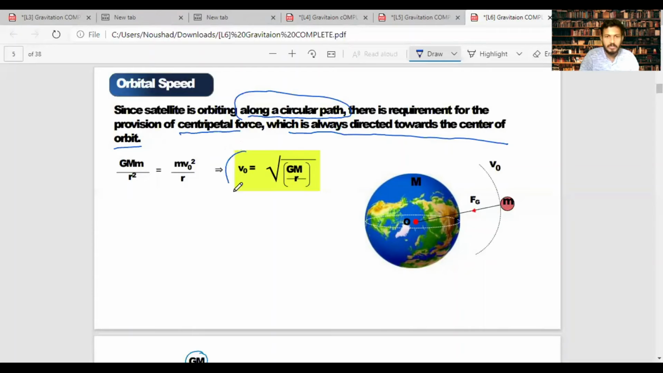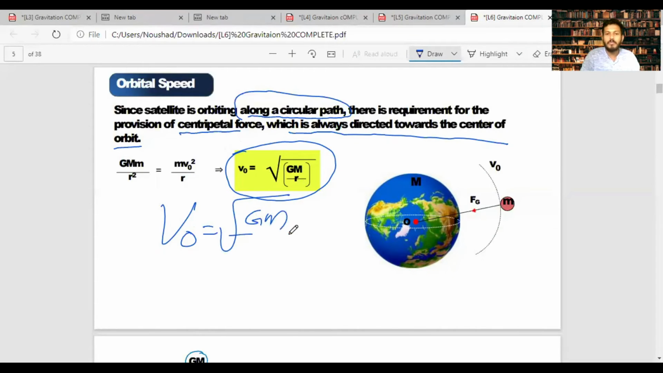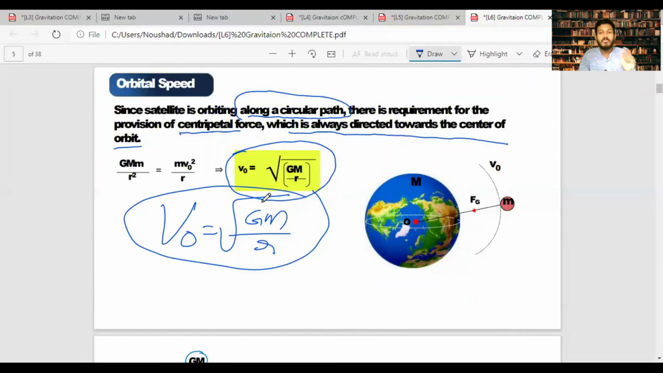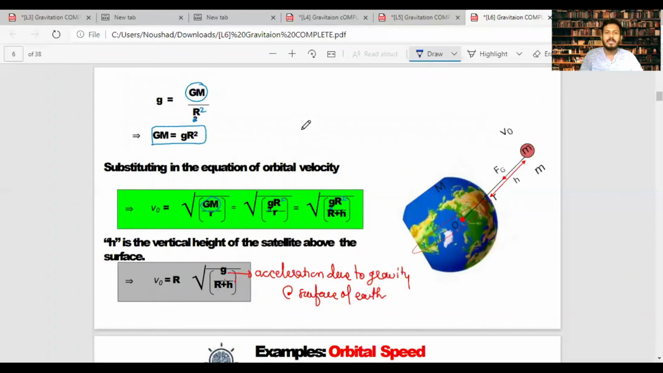Its equation is V0 equal to root GM by r. V0 equal to root GM by r. For entrance purposes, just memorize the equation, but please understand the concept. This velocity is the velocity to overcome the centripetal force. Okay. Then, if the satellite is revolving at a height h above the surface of the Earth, we have V0 equal to root GM by r.